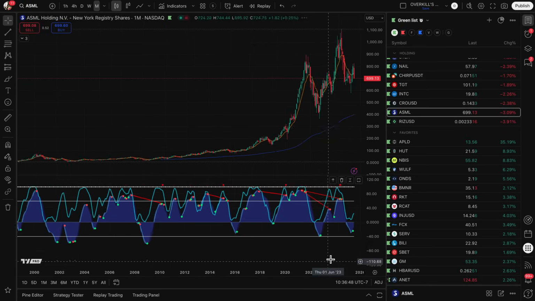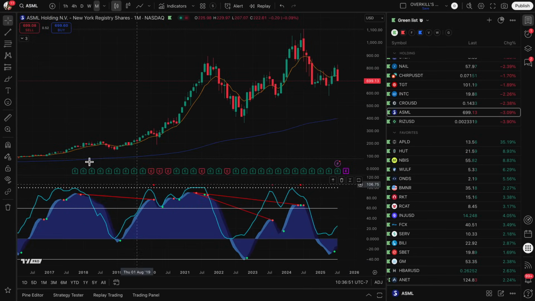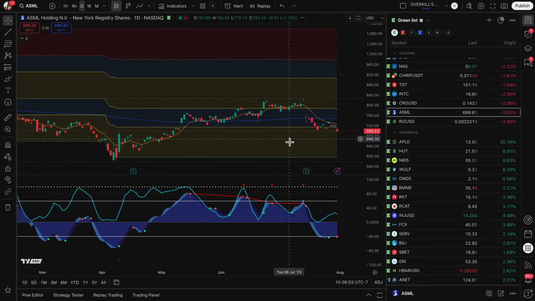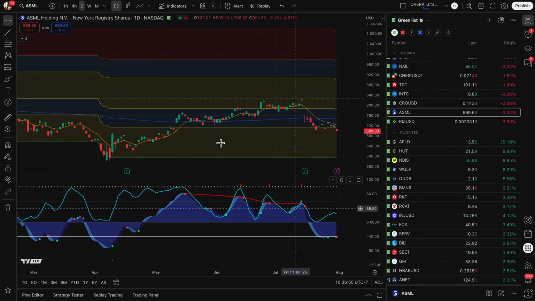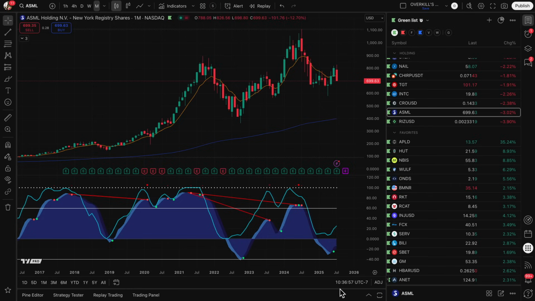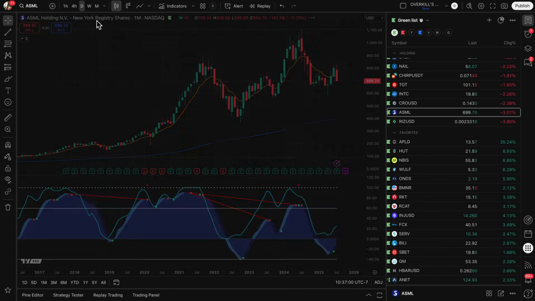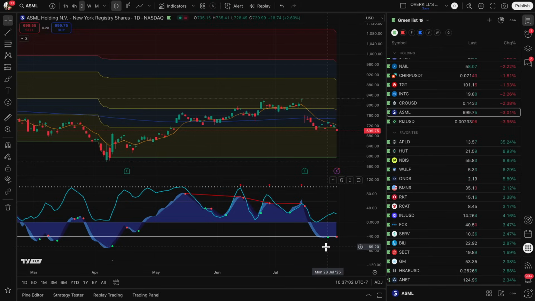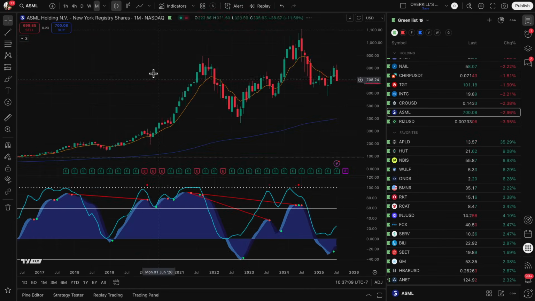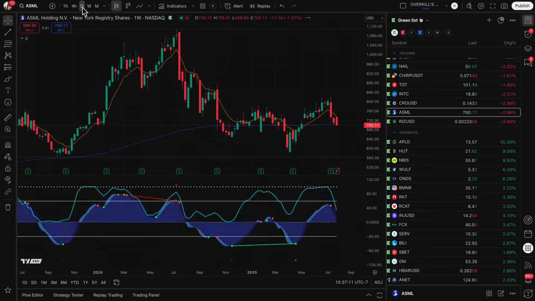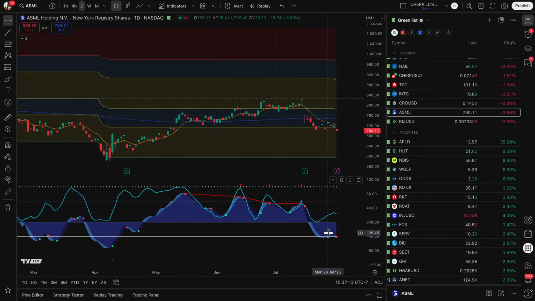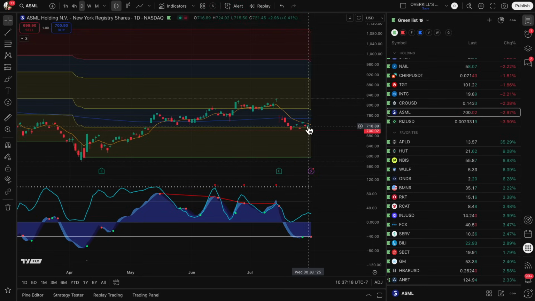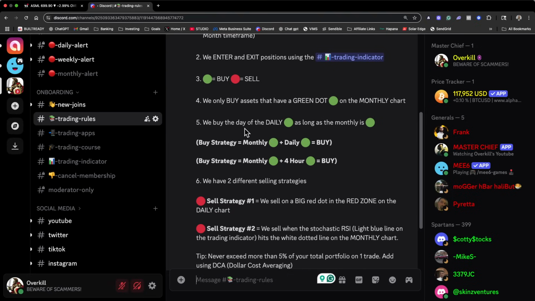So when the dot is green on the monthly, we then want to zoom into the daily and look for the green dot for an entry. For example, I took an entry on ASML here off that green dot a couple months ago. I took that right there on Monday. So I got in right around the price it's sitting at right now, right around 700. That's the strategy we're looking for. And once we enter, this entry right here on Monday, it wasn't a day trade. I am now holding this until I hit my sell targets, and I'll talk about my sell targets here in just a second.